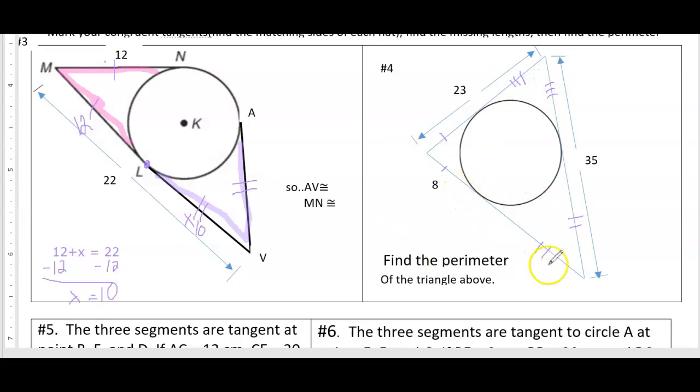All right, then I look to see what they gave me. So they're saying that this whole thing is 23, but there's no way I can find this piece and this piece, so I'm not going to do anything with that yet. This whole piece is 35, so I know that this bottom plus this top piece equals 35. And then they tell me that this piece from this tip to here is 8.